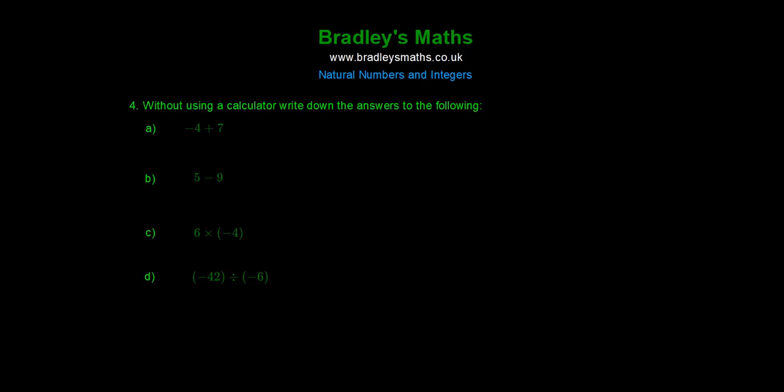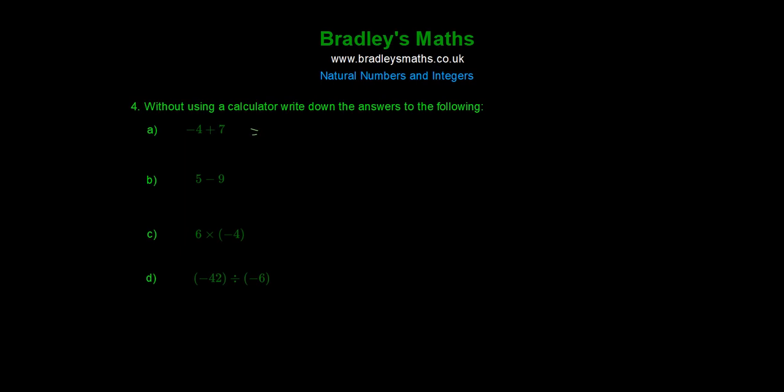Okay, without using a calculator, write down the answers to the following. 4 take away 7. Okay, the easiest way to look at this is 7 take away 4, which equals 3.